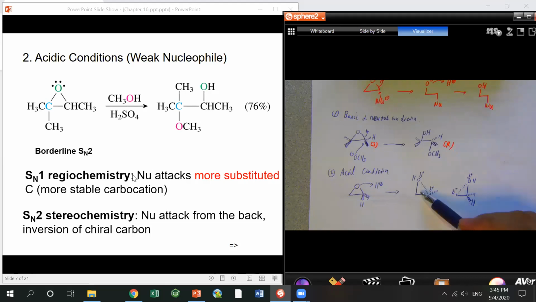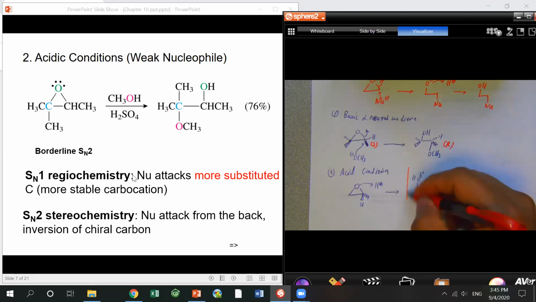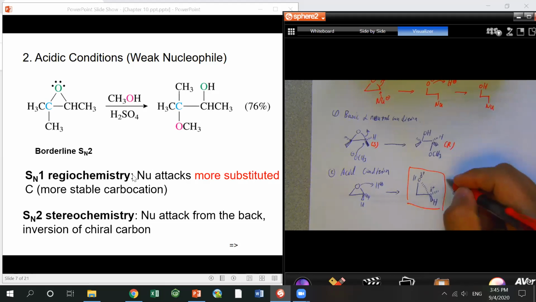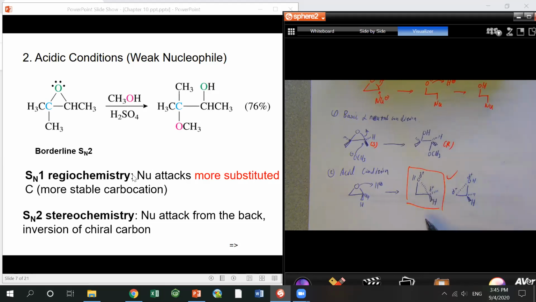So we have to compare which one is more stable. Remember, this one has a structure a little bit close to a carbocation. A more substituted carbocation is more stable. Here we have the methyl group, and over there nothing, just hydrogen. So this one is the more stable intermediate, which means the right carbon has the positive charge on it.